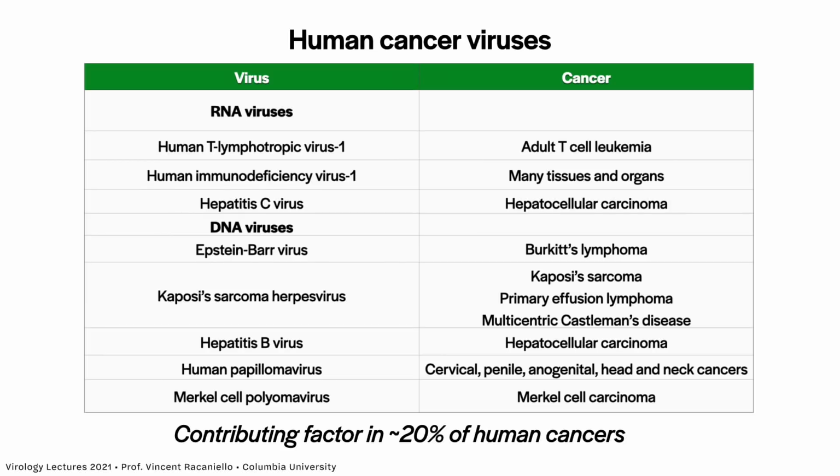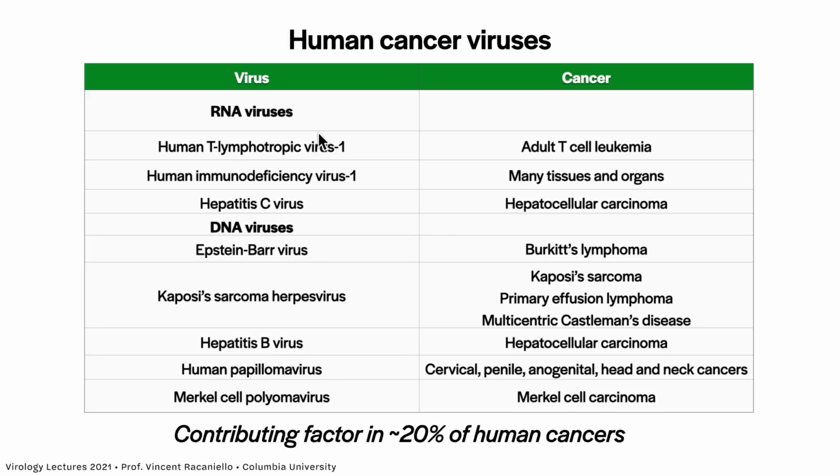However, I have a list here of human cancer viruses. So you may be saying, what are you talking about? I think you understand. Viruses transform cells, and then the cells take it the rest of the way. But the virus initiates the process. So we call these human cancer viruses. Among the human cancers, about 20% of them seem to have some virus as a contributing factor. And they can be RNA or DNA viruses.